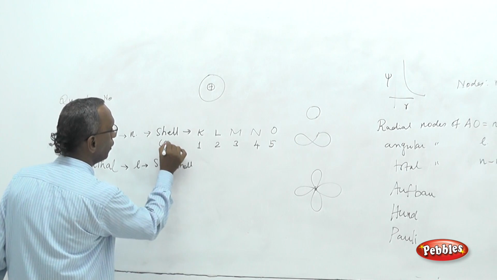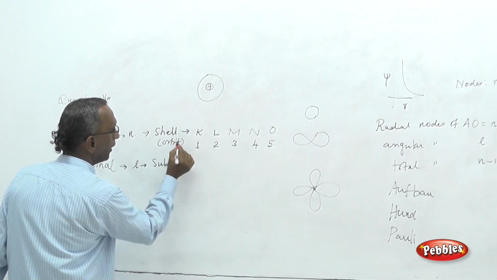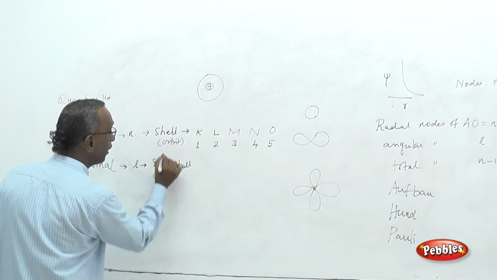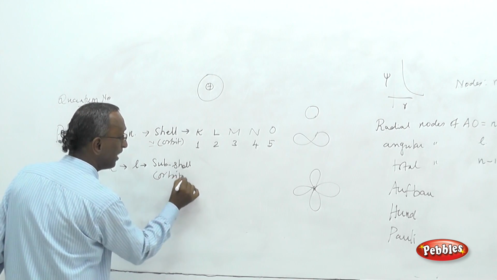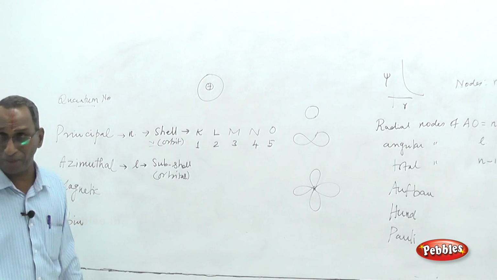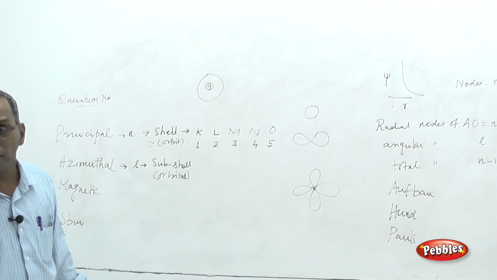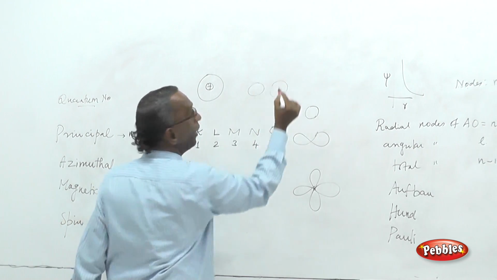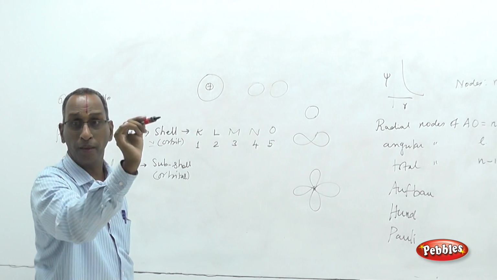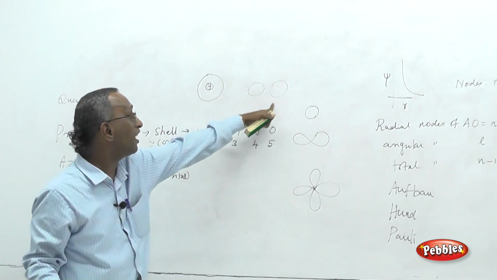A shell is equivalent to an orbit, whereas a subshell is equivalent to an orbital. It is not the same. An orbital is a three-dimensional version of an orbit. If you draw a circle like this, and then draw a sphere, you have to write sphere. The sphere is three-dimensional.